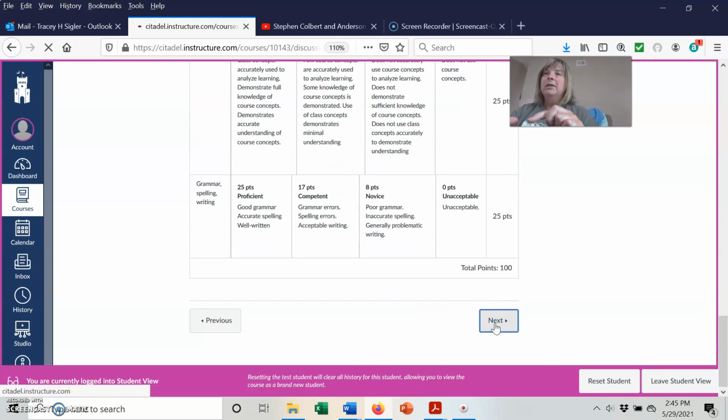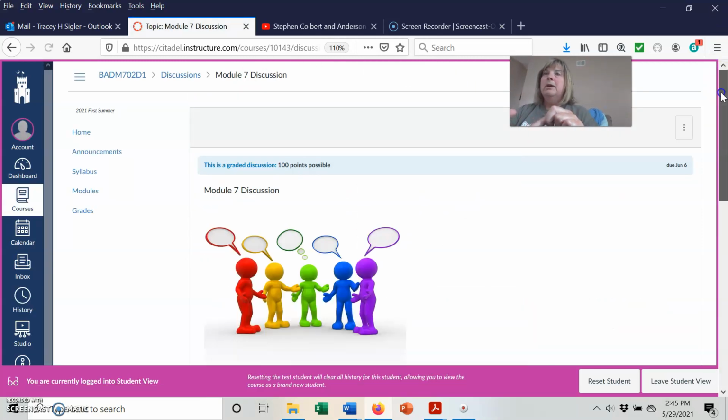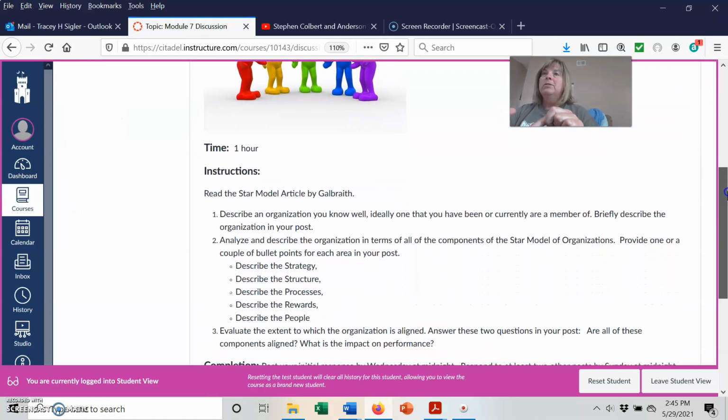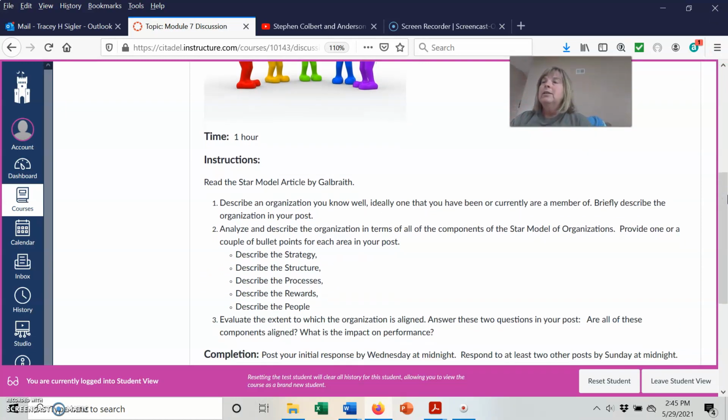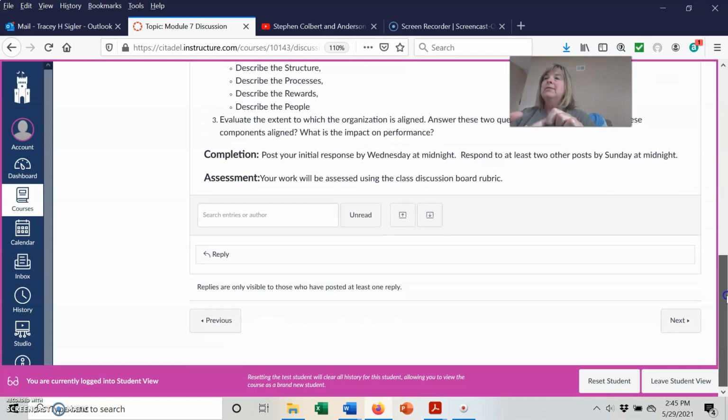So there's the grading rubric. Then the discussion for this module has to do with the STAR model. This is a broader way to look at organizational design and how well the different components are aligned. So looking at strategy, structure, processes, rewards, and people, and those are all described in the article. For discussion, I'm asking you to describe an organization you know well, analyze it in terms of the 5 different points of the STAR, and finally determine whether that organization is aligned. The more aligned it is, the more effective it should be.